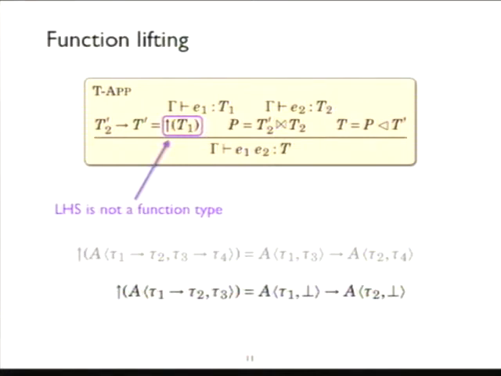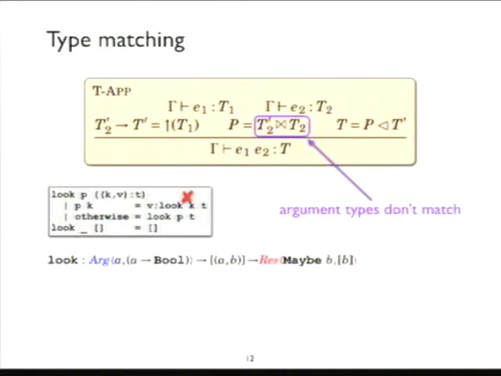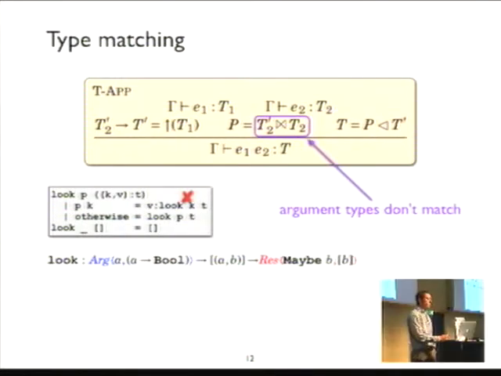Okay, the second way that we can introduce error types is if our argument types don't match. So here we have this little bow tie operation. This represents an attempt to match these two types. And this is basically the error that occurred in our lookup list example. So here we have the function look, whose expected type is given there. We expect the first argument to be a choice in our dimension between a key of type A and a predicate of type A to bool.